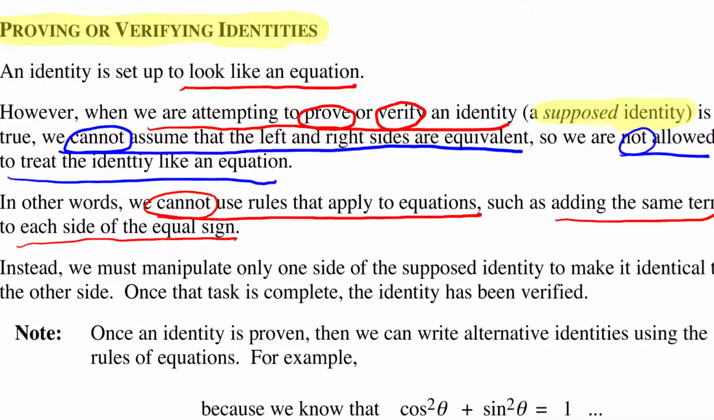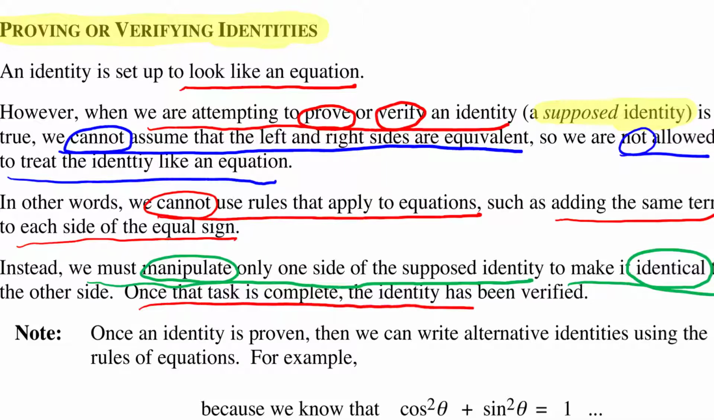Instead, our job is to manipulate and simplify only one side of this supposed identity and make it identical to the other side. So once that task has been completed, the identity has been verified or proven or demonstrated.